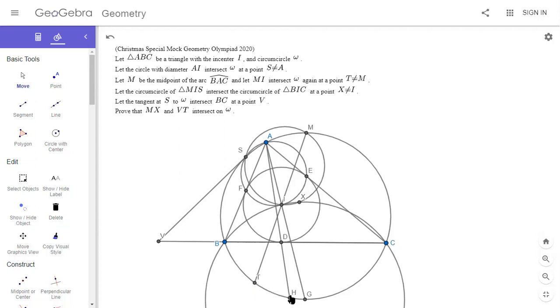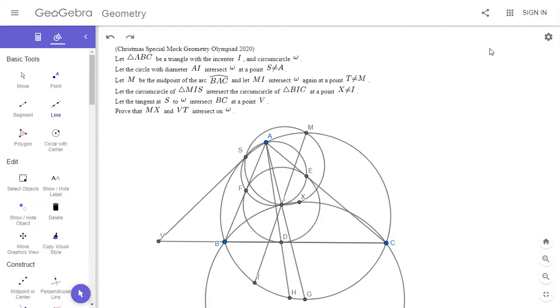Let's see. I feel like I might be able to show VT and H are collinear. There's got to be a trick using the radical axis theorem. I wonder if, no, VI I don't think is tangent to the circles.